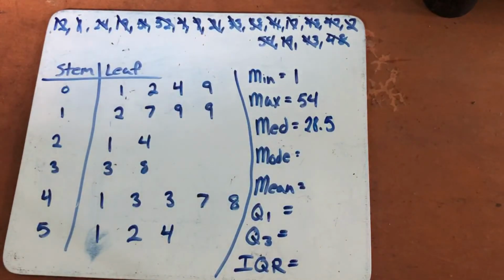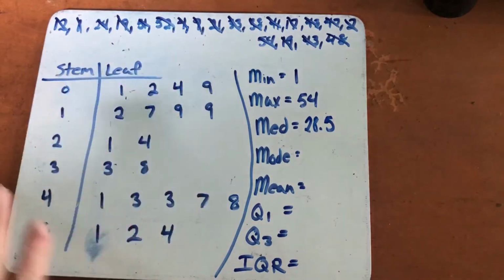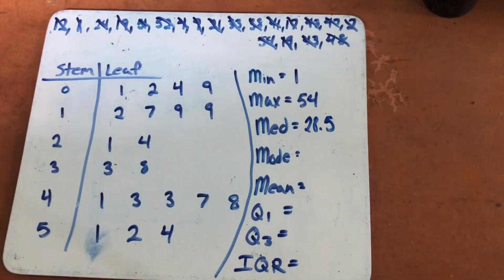If this was an odd number of numbers, there would be one specific number that's the middle. Since there's 10 on one side, 10 on the other, my median would actually fall between two numbers, so I found the average of those two.